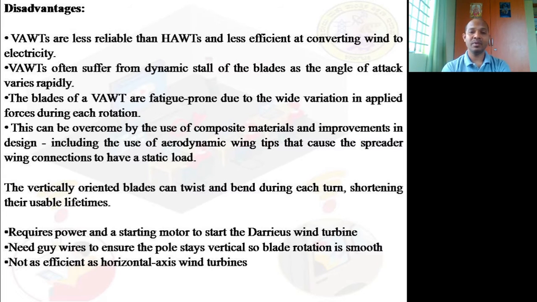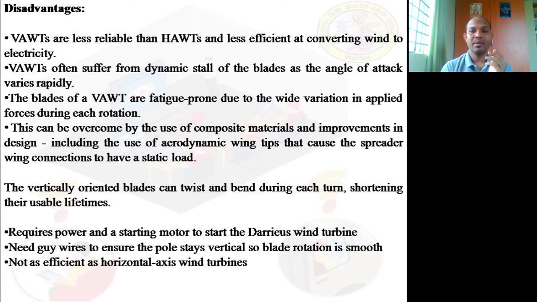Now what are the disadvantages? What you can ask me is, in spite of so many advantages, why are vertical axis wind turbines not much used in the Indian scenario? It is only because the major disadvantages are that they are less reliable compared to horizontal axis wind turbines and less efficient at converting wind into electricity. They rotate irrespective of the wind direction, but conversion of this rotational energy or wind energy into electrical energy is less compared to that. That is the point to be noted.